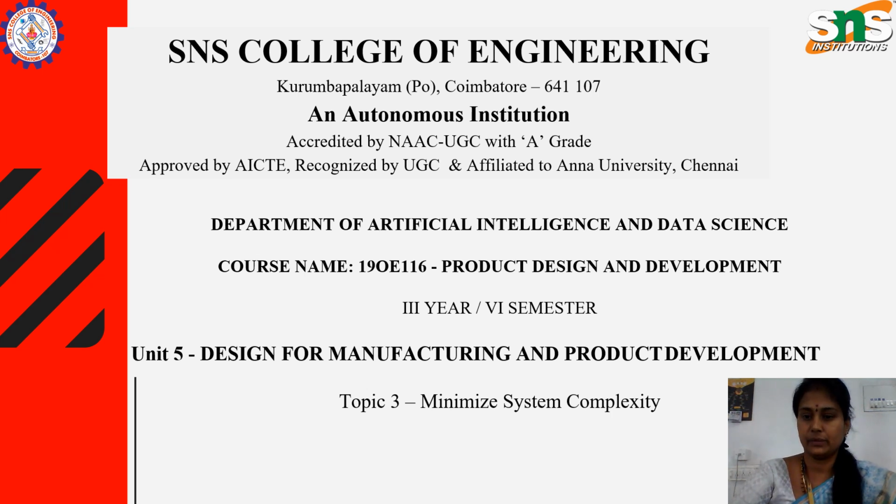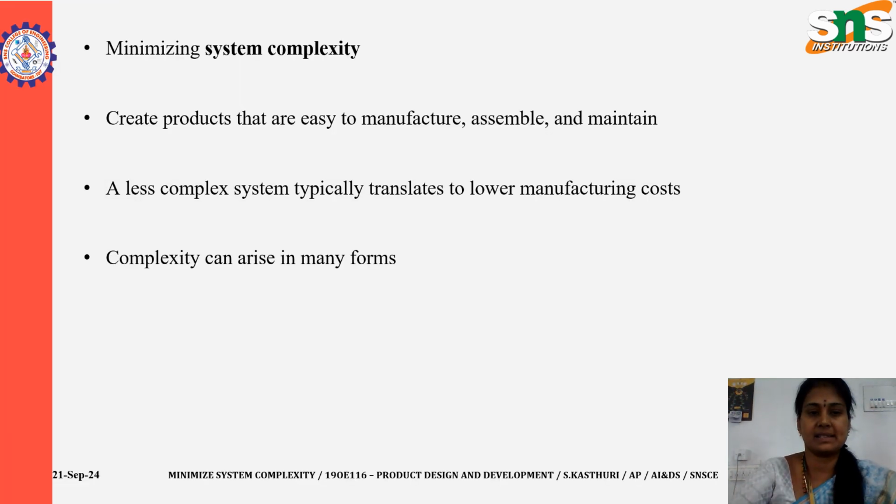So in this video, we are going to see how to minimize the system complexity. Minimizing system complexity is one of the core objectives in design for manufacturing. The goal is to create products that are easy to manufacture, assemble, and maintain while reducing the number of parts, processes, and components involved in the system. A less complex system typically translates to lower manufacturing costs, shorter production times, and improved product reliability.